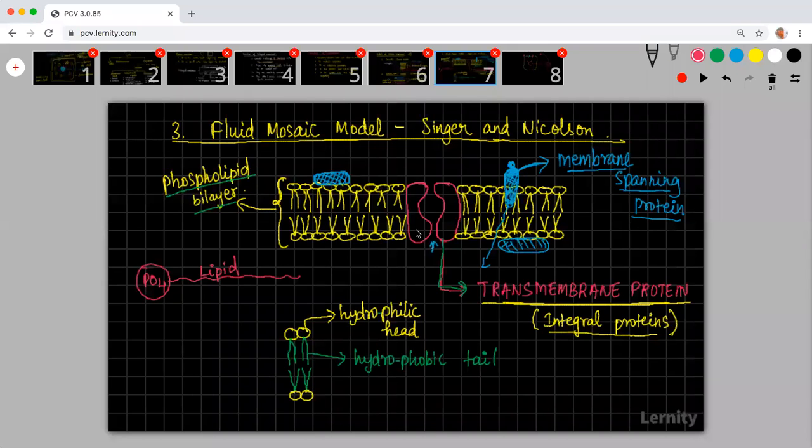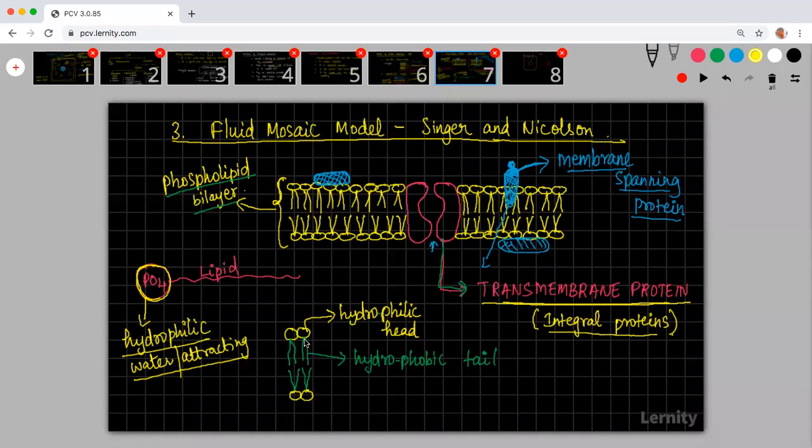Now you have studied about micelles. While studying about micelles, you would have studied about the hydrophilic head. Whenever you are talking about a phospholipid, this phosphate part is hydrophilic. What is the meaning of hydrophilic? Water attracting. This is the water loving end, or water attracting end.